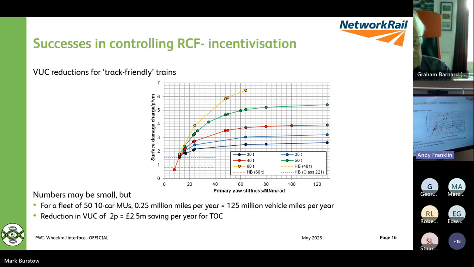May not be much, but if you're a train operator with, say, 50 10-car multiple units, doing a quarter of a million miles for each vehicle a year, which is not unrealistic these days, you're actually going to save yourself £2.5 million in operating costs a year. So I'll take that. I could do with £2.5 million a year. It's a saving that's worthwhile for a relatively small reduction in the cost. But it does reflect how much better the softer suspensions are for our track and the less work we have to do.